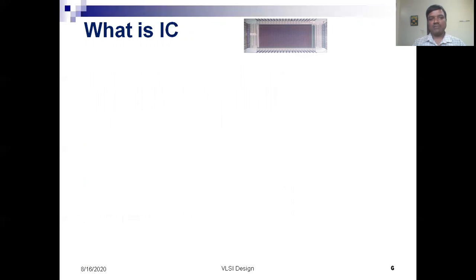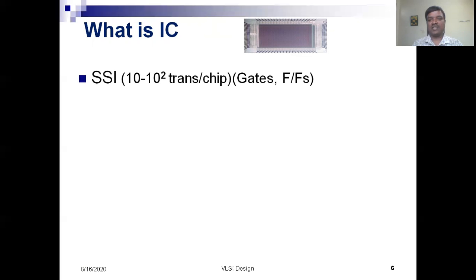Next we will see what an IC is. IC is nothing but integrated circuits. We will see the various classifications of ICs. First we have SSI, small scale integration, where the IC consists of 10 square, that is 100 transistors per chip. Examples are gates and flip-flops.